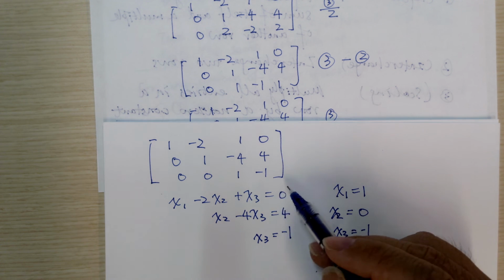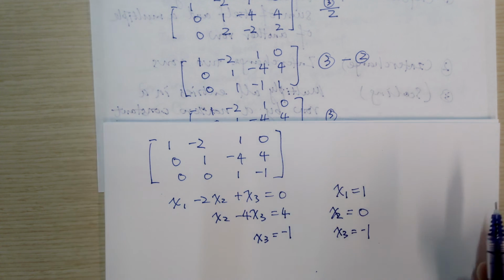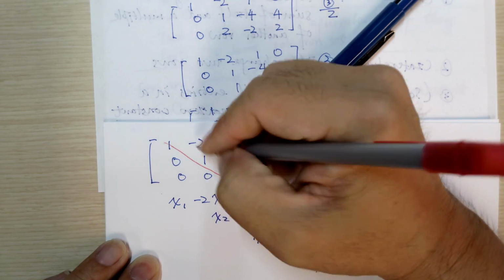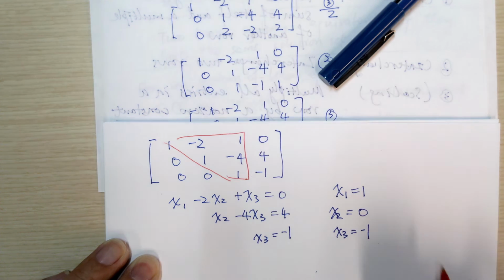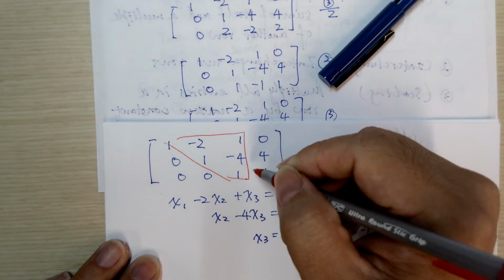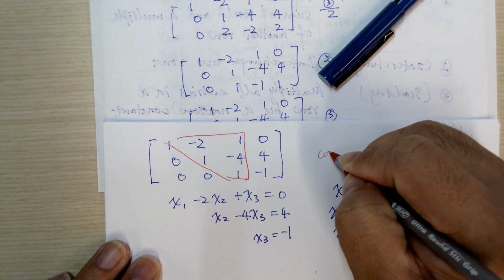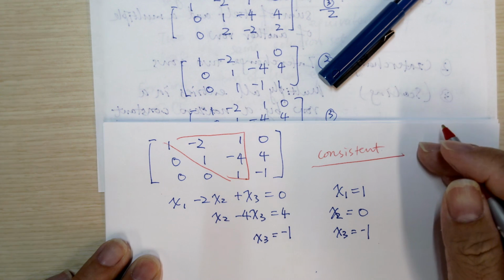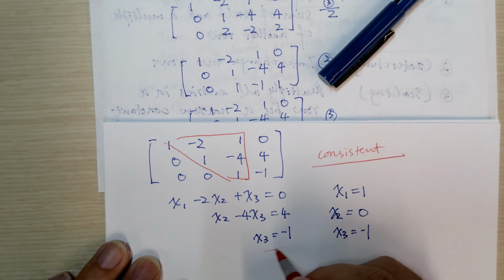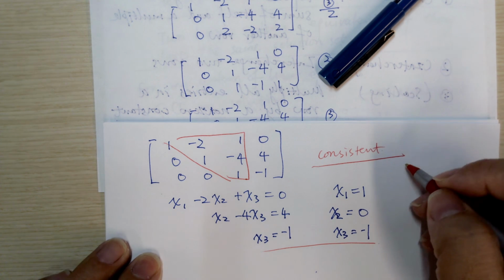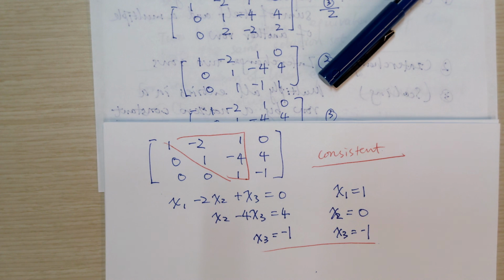Apparently, up to here, since we already constructed an upper triangular form for the coefficient matrix, directly from here we can read out that the system is definitely consistent. And not only is it consistent, but it has one unique solution. So that's a very simple example about this.